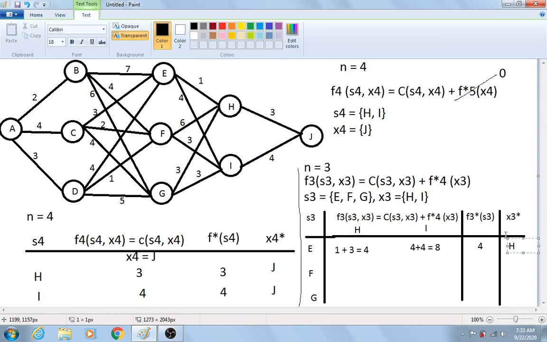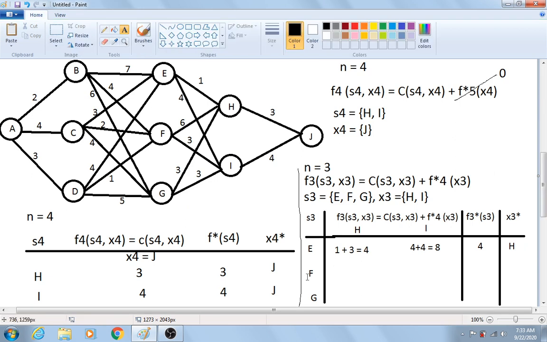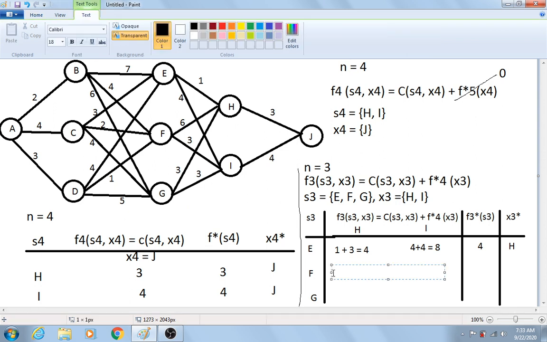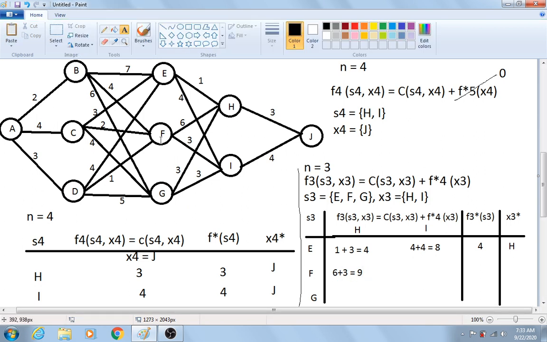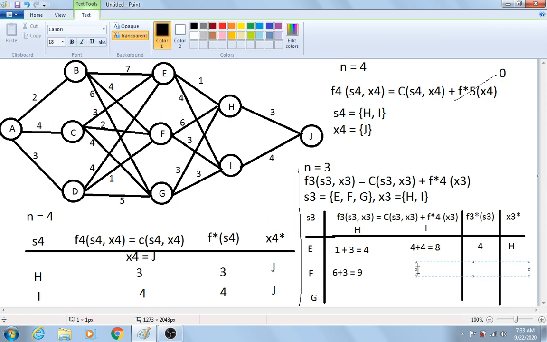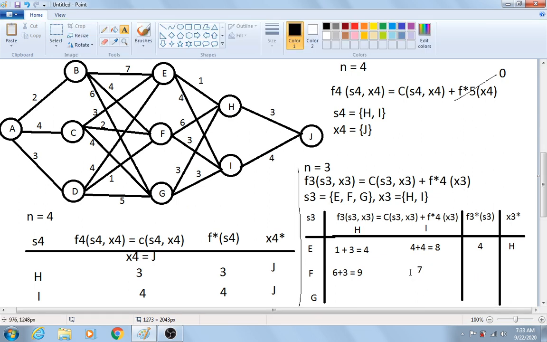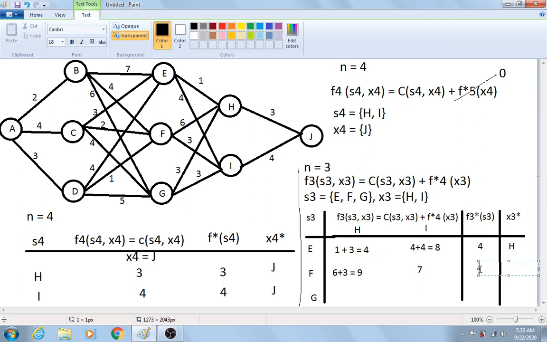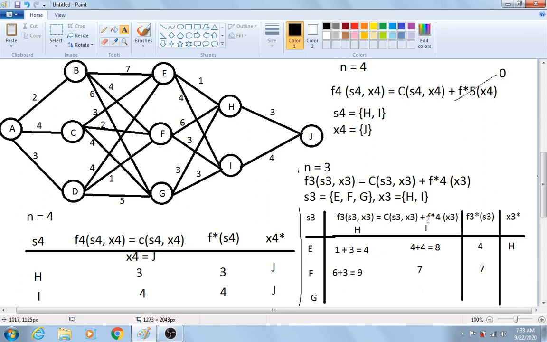Okay, now we do the same thing for F, going from F to H. From F to H, the cost is 6. 6 plus, so we find H over here. What is the lowest cost? 3. So the total is 9. Here, going from F to I, 3. Right? I here is 4. 3 plus 4, that is 7. What is the lowest among 9 and 7? That is 7. And that 7 is given by what? By I.